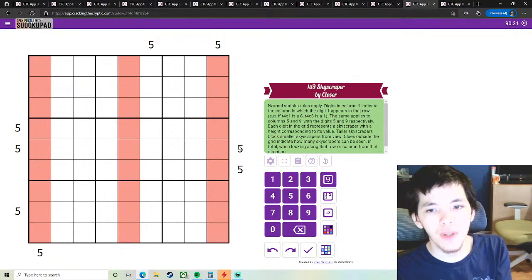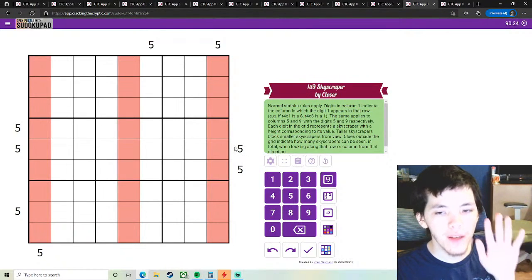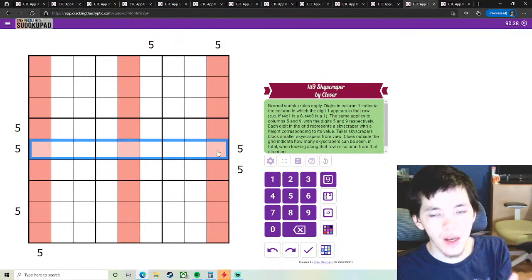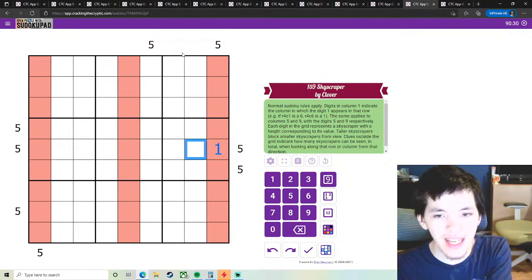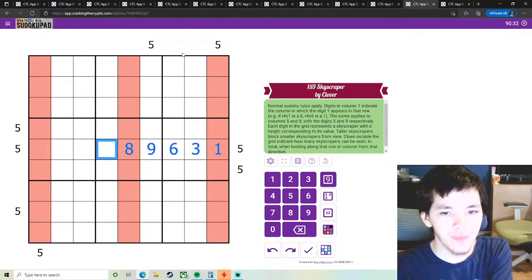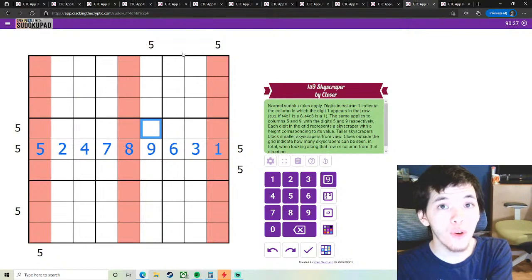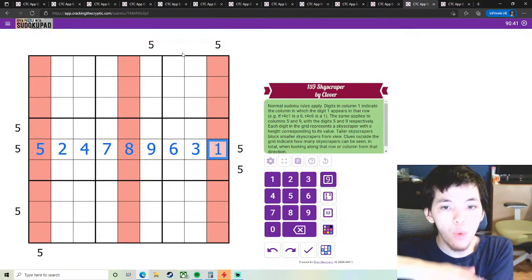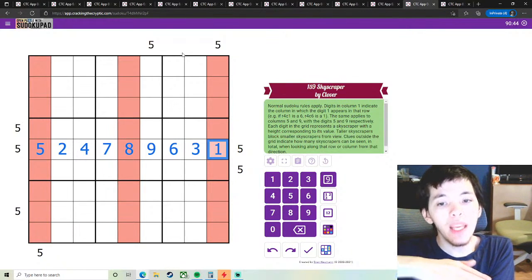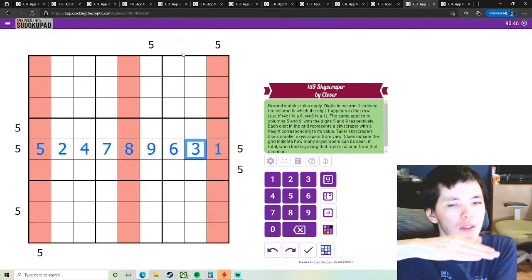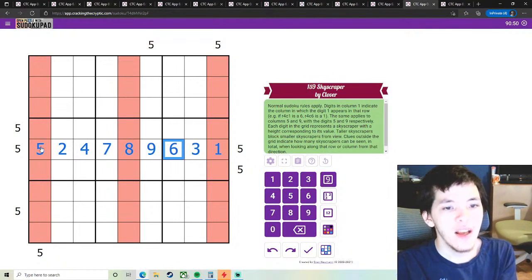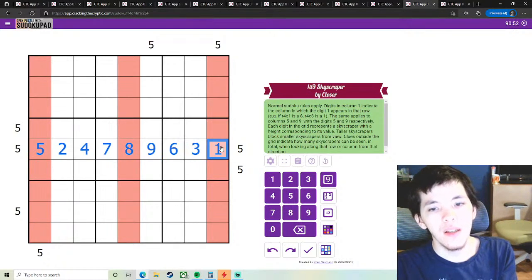So this 5 right over here says I can only see 5 skyscrapers looking down from this direction. The skyscrapers are represented by the digits inside of the Sudoku grid. So the digit 1 is a skyscraper of height 1. The 3 is 3 Sudoku digits tall. 6 is 6 tall. So these are the heights of the skyscrapers.